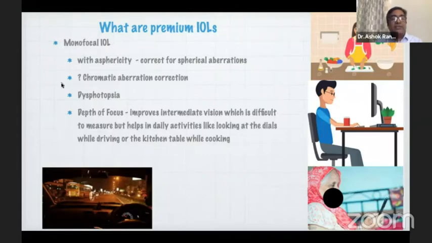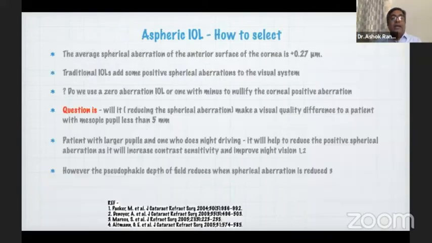So asphericity has become an important component of the lens we choose. Aspheric lenses are important because they correct the spherical aberration. Dr. Sagar has spoken about spherical aberration. This correction of spherical aberration improves the quality of vision. The important thing is, how do you select which aspheric lens? There are two categories of aspheric lenses available today in the premium category: the ones with zero spherical aberration and the ones with negative spherical aberration.